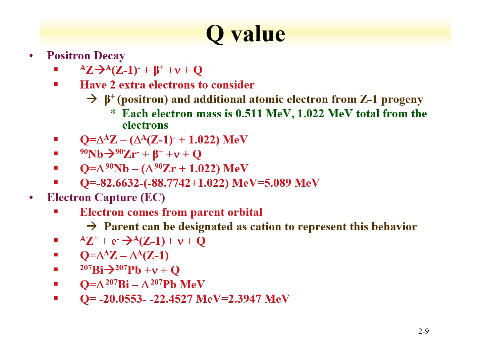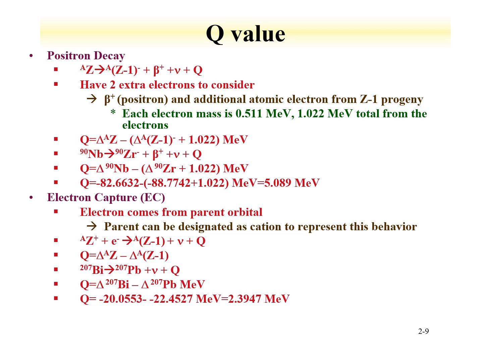So let's consider the Q value. Now, fundamentally, we have two extra electrons to consider. I have this atom that decays. I've taken a proton and converted it to a neutron, so this atom has an excess electron. This positron that comes out, we'll also treat as an electron. So we have two extra electrons to consider: the positron and an additional electron from the daughter. The mass of each electron is 0.511 MeV, so we need to consider this term, 1.022 MeV total from the electrons.